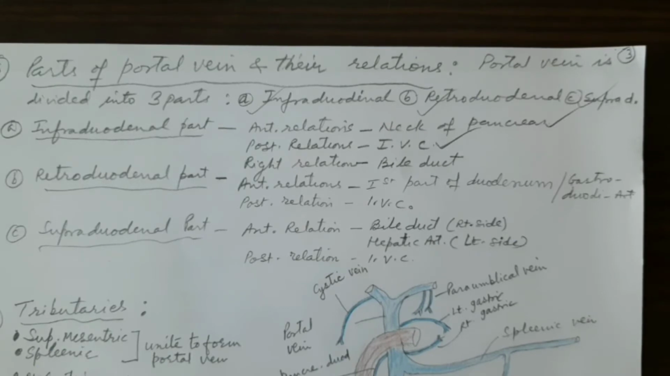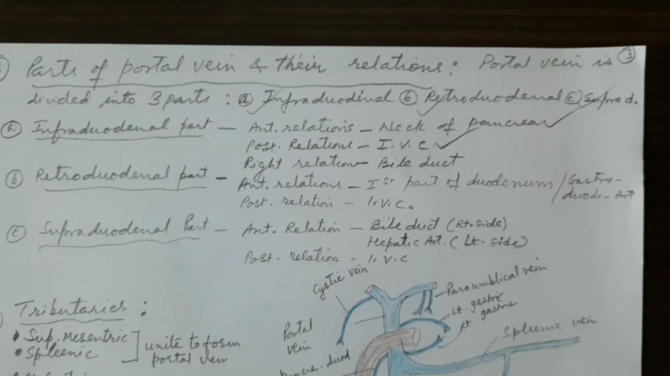So the first part of duodenum and gastroduodenal artery. Then what lies posterior? The same thing. The inferior vena cava, which was on the infraduodenal part, will also be on the retroduodenal part.